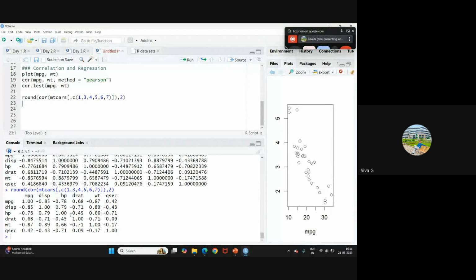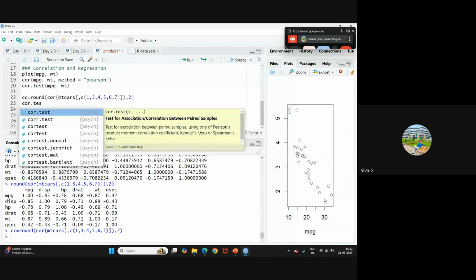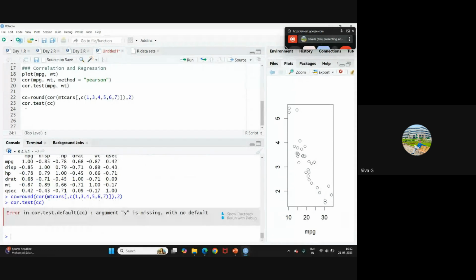Okay. Now using this correlation, again we can go for cor.test. Let us take CC, correlation coefficient; I will store these values. Next, I will perform cor.test on CC. Y argument is missing? Okay, fine. It is asking to give only two variables. That is the problem. If you want to test the correlation individually, again we have to give two values, that is MPG and displacement.